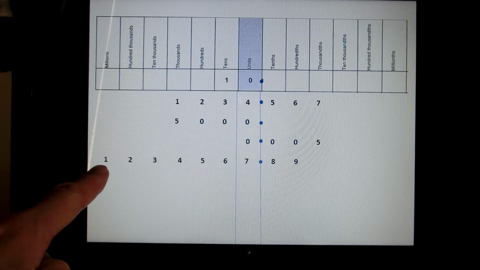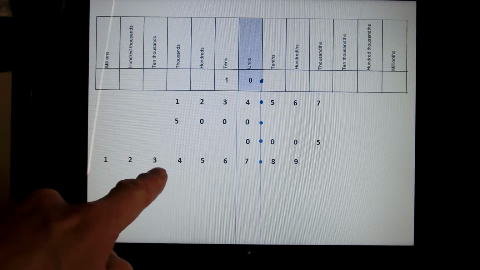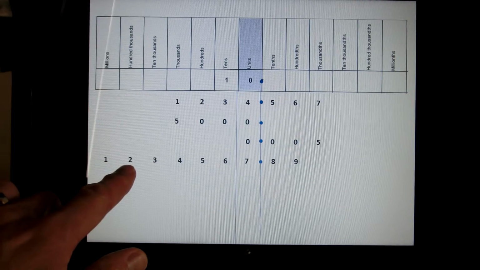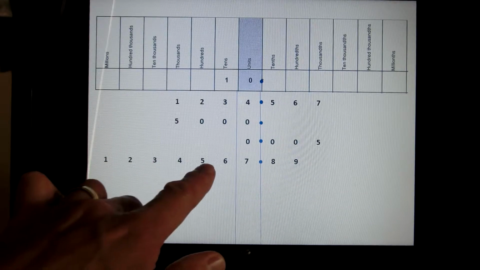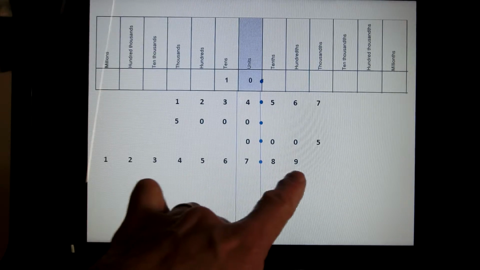This number here is 1,234,567.89, 8 tenths and 9 hundredths.